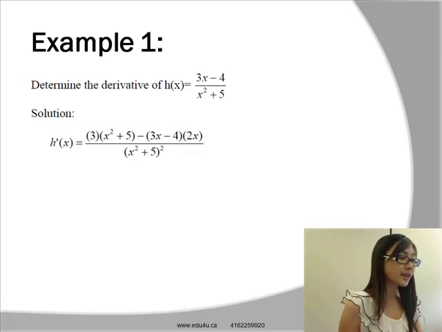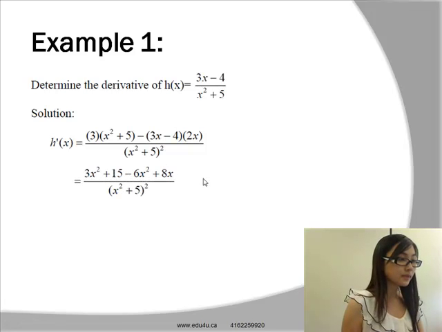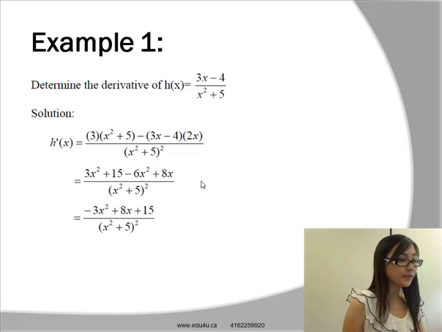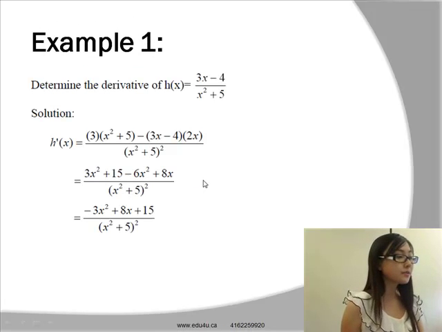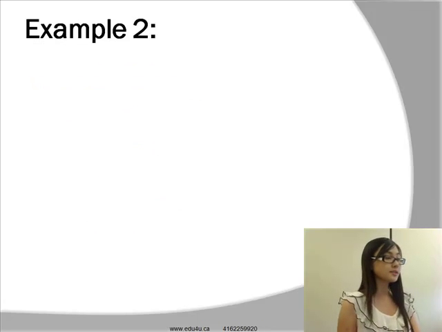We simply plug that back into the quotient rule equation and we will get 3 times (x squared plus 5) minus (3x minus 4) times 2x, divided by g(x) squared, that's going to be (x squared plus 5) squared. Simplify all of that, and that will give us the final answer of negative 3x squared plus 8x plus 15 over the original g(x) squared. That's going to be (x squared plus 5) all squared.